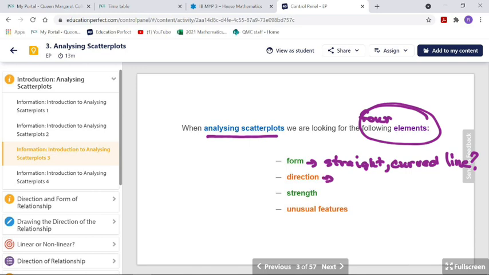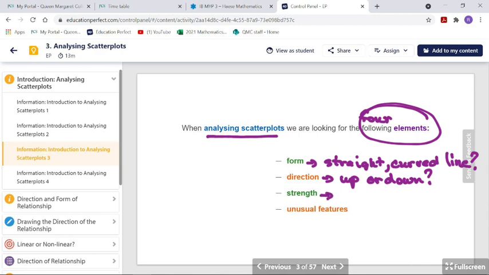Then, we're also going to talk in this section about direction. Does it look like that line is going up or is it going down? And we're going to talk about what that means and how to describe it. So those are the first ones we're going to look at.